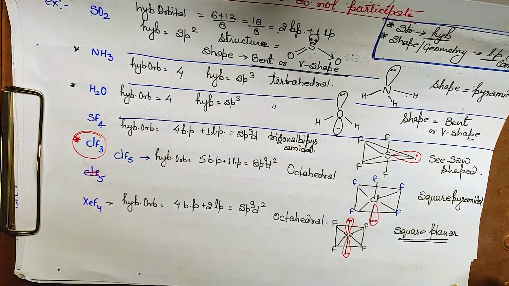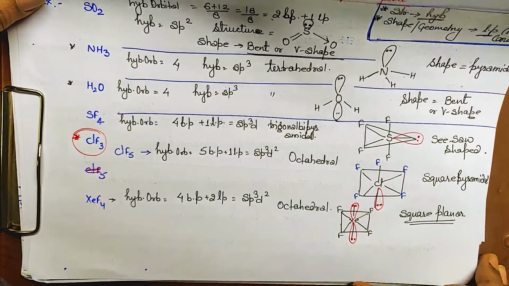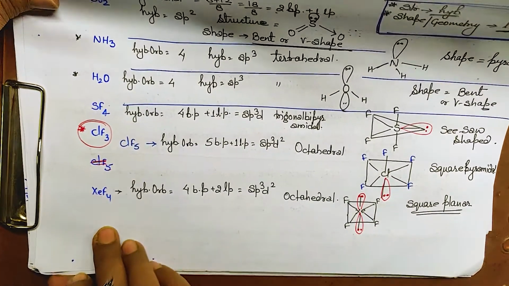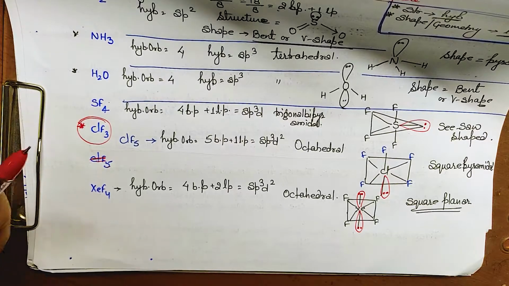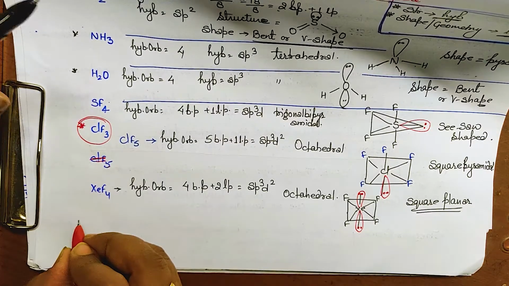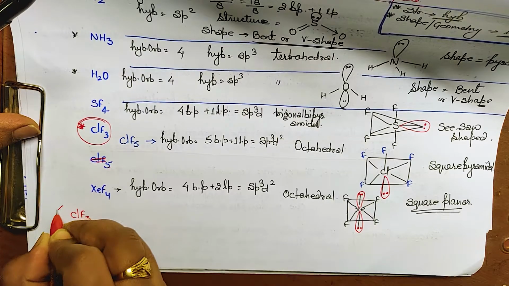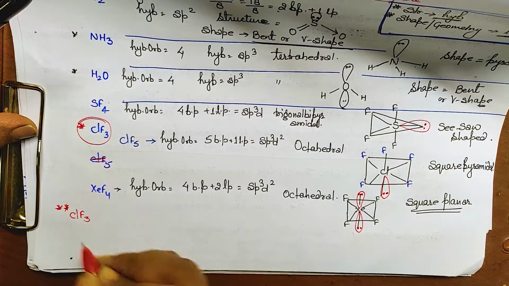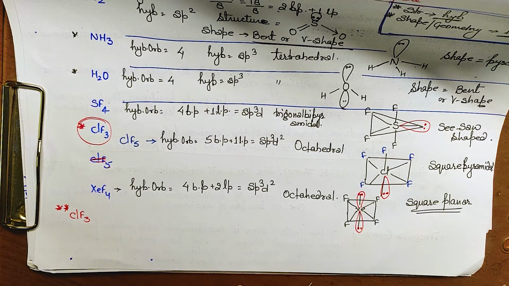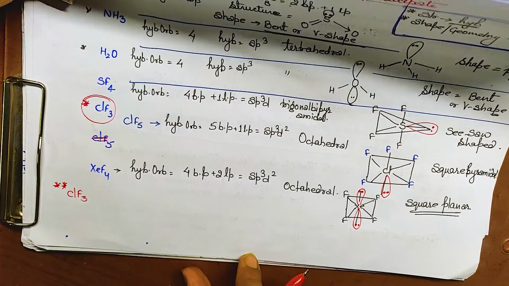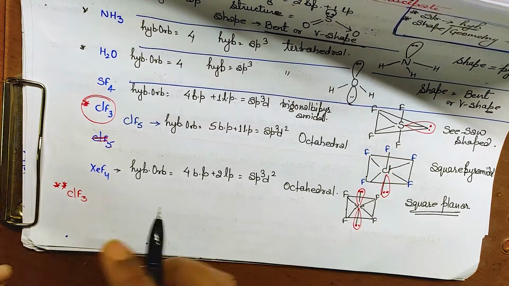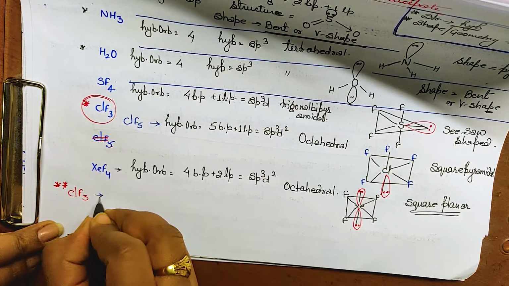Any problem in this? And the last question which I left earlier, let me explain that. The last structure, let me draw with this, is ClF3. This is the most asked question and a very important question. Okay, ClF3. If we find the hybridization for this, let's find it.